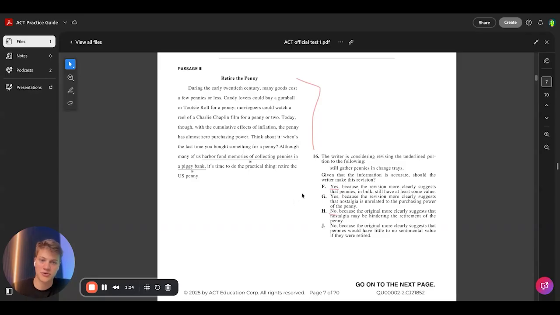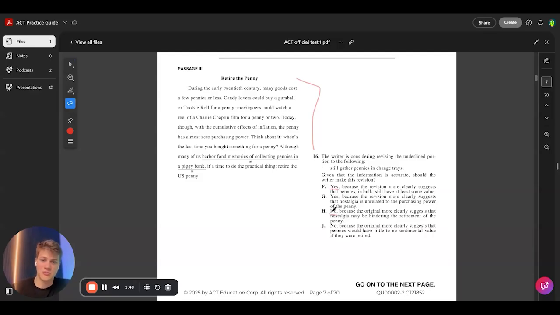The writer is considering revising the underlined portion to the following: still gather pennies in change trays. Given that the information is accurate, should the writer make this revision? So it's asking us if we want to change the sentence to, "Although many of us still gather pennies in change trays, it's time to do the practical thing: retire the penny." And the question is, should we make that change or not?